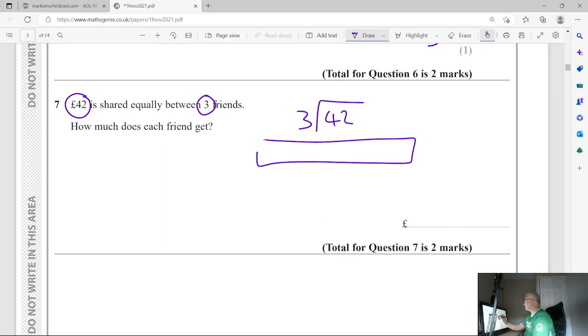So here's my £42. If I cut it equally into 3 pieces, how much is going to go into each block? So 3 goes into 4 once, remainder 1. 3 goes into 12 4 times, so that's going to give me £14 in each block. And if I wanted to check that and add them together, 10, 20, 30, 34, 38, 42. So each person would get £14.